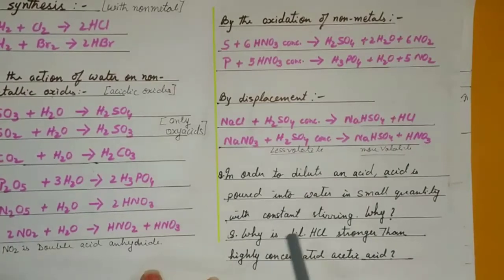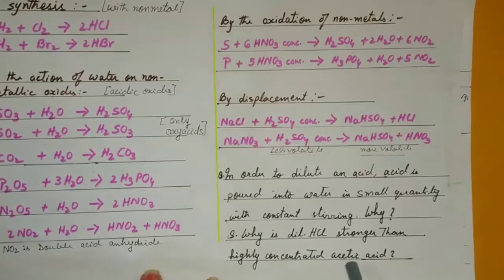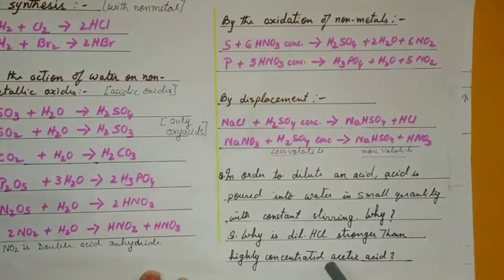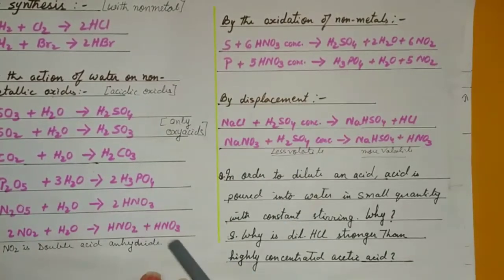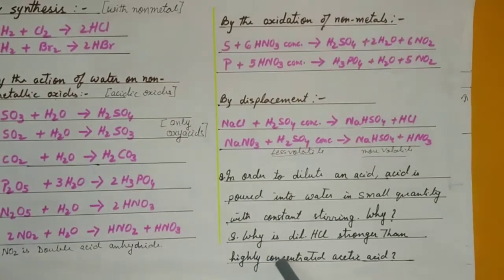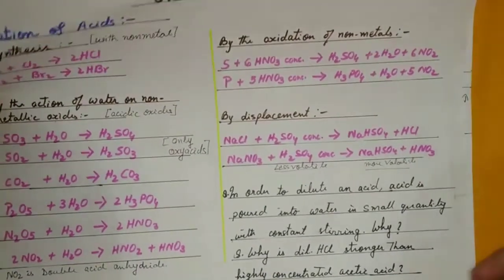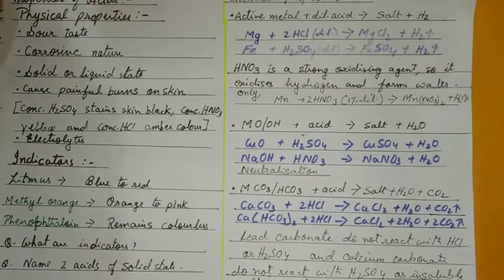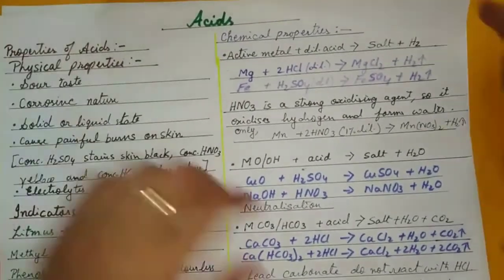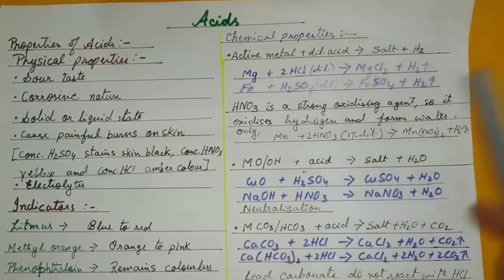Next question. Why is dilute HCl stronger than highly concentrated acetic acid? I think I explained it just now. Please look for the answer in your text or watch the previous slide in the video. It will help you give the answer. So look for the answer, please. Now the next slide. We come to now the properties of acids.